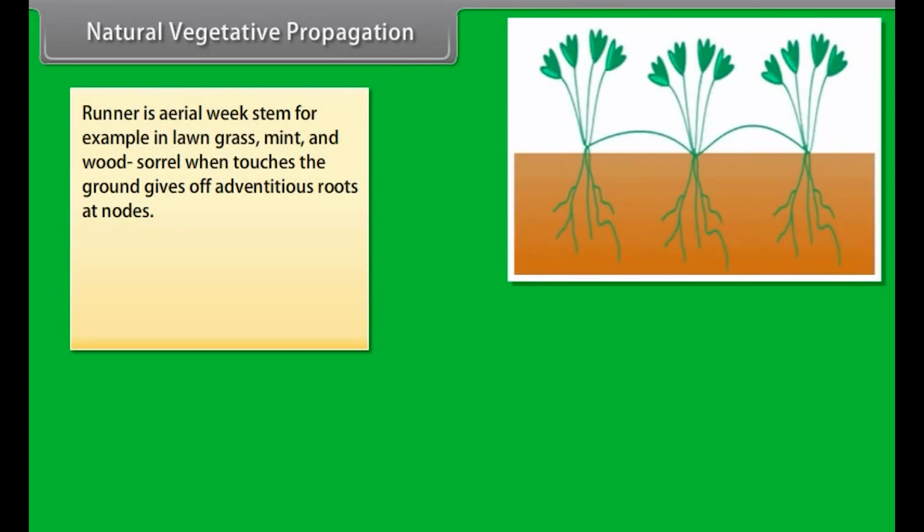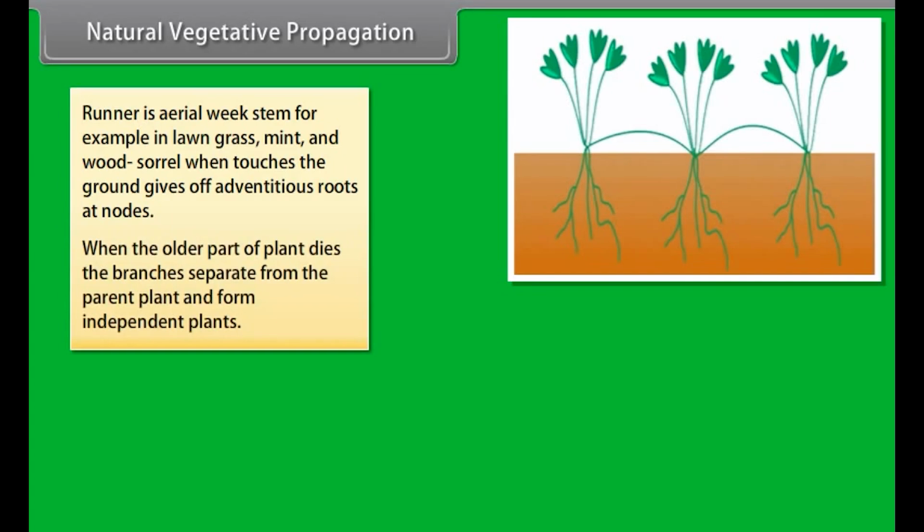Runner is aerial weak stem, for example in lawn grass, mint and wood sorrel, when it touches the ground, gives off adventitious roots at nodes. When the older part of plant dies, the branches separate from the parent plant and form independent plants.